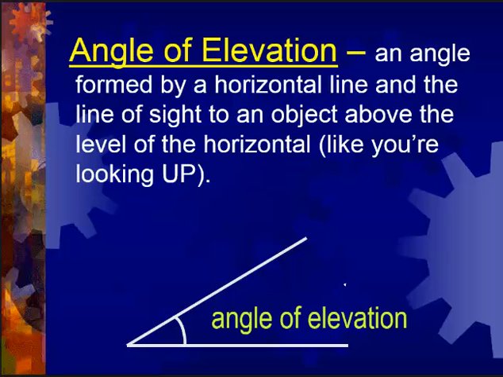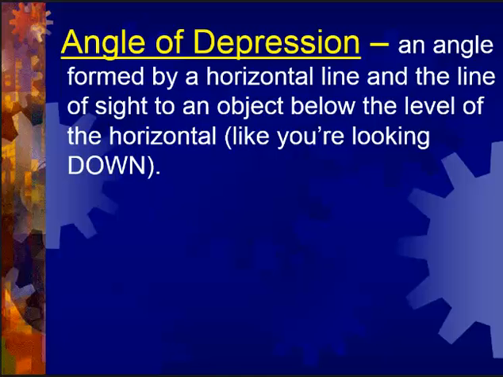So if you're standing on the ground looking at a cat in the tree, the angle at which you are looking up is your angle of elevation. But the cat who is in the tree looking at you down on the ground would not be looking up. He is looking down. And therefore, we call that an angle of depression. To be depressed is to be down. It can apply to your mood, but it can apply to other things.